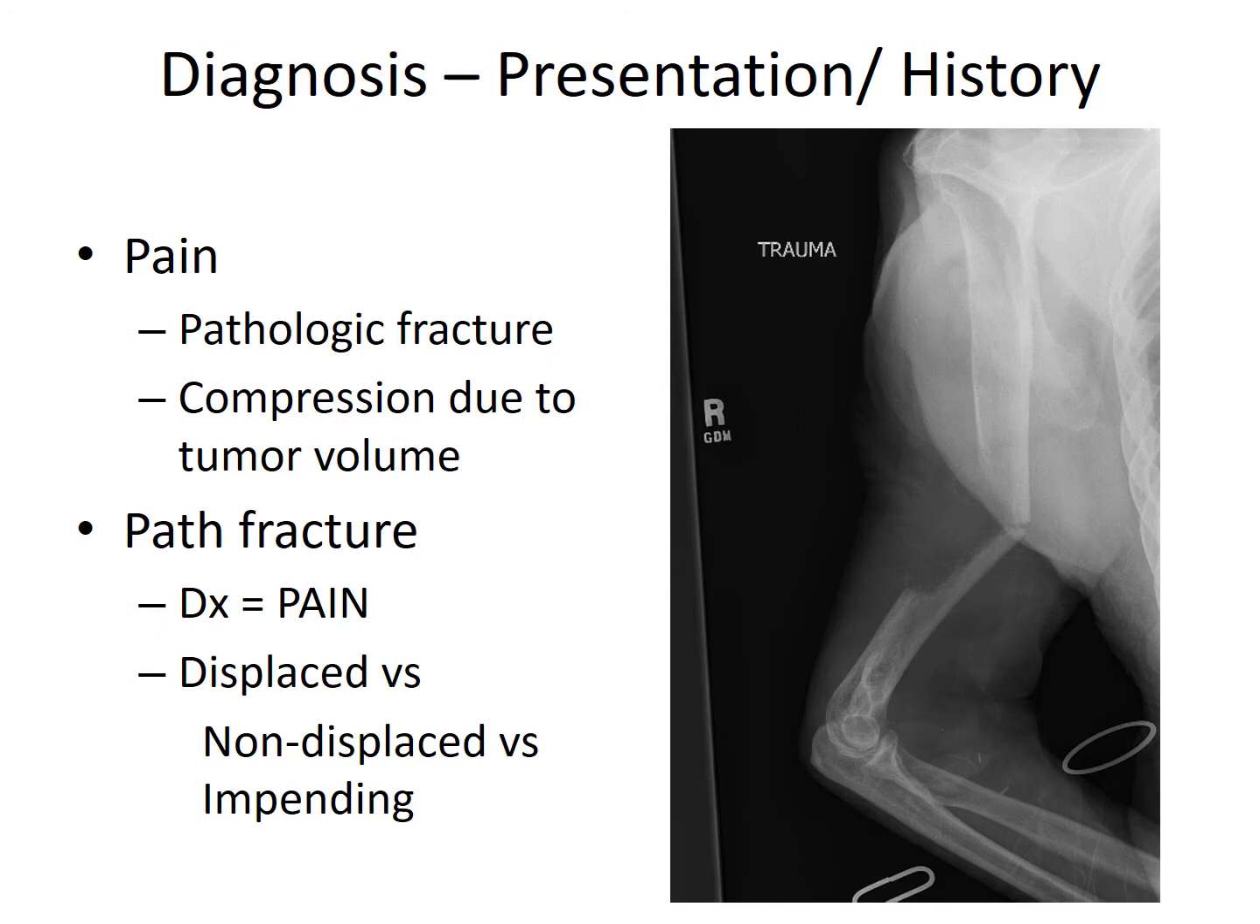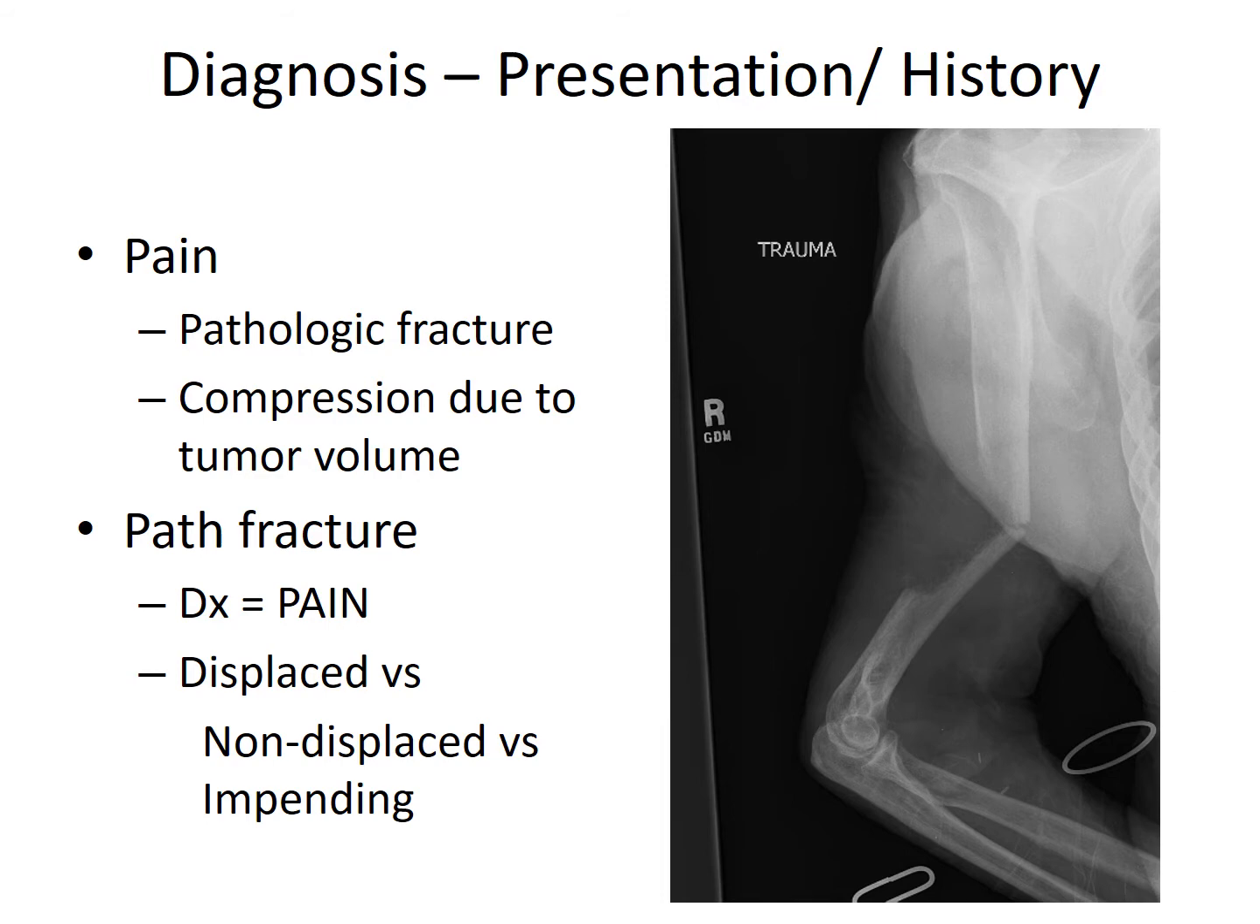So presentation or history includes a discussion of the pain. Pathologic fracture, displaced or non-displaced, can cause pain. There can also be compression due to tumor volume. Lymphomas can get really big without destroying the bone, but they cause severe pain because they expand so quickly. They create a large soft tissue mass.